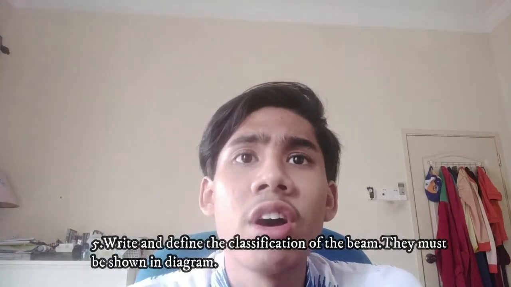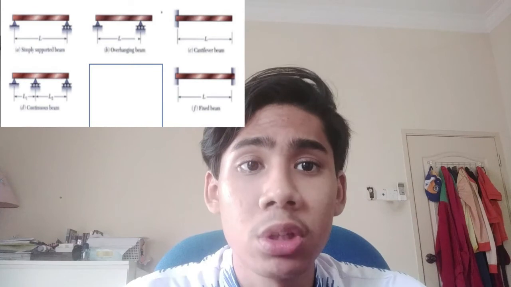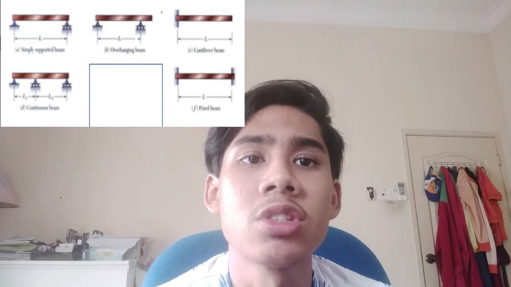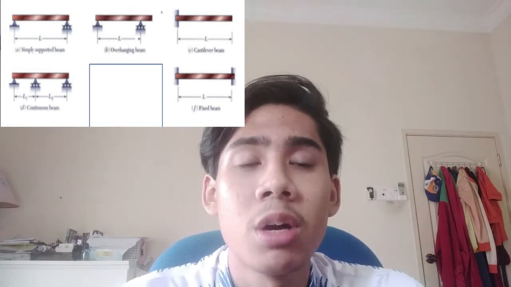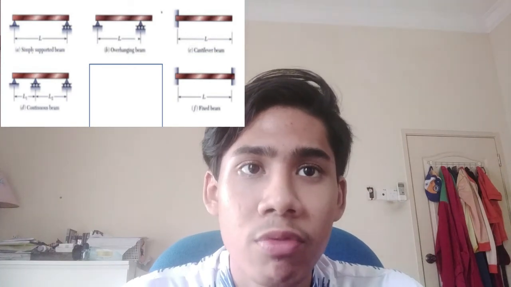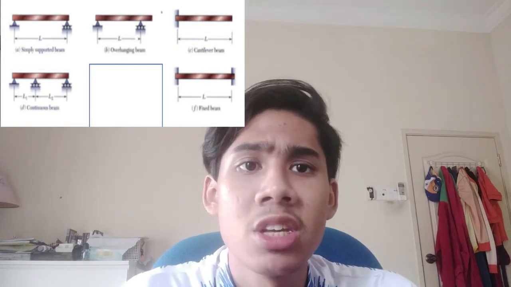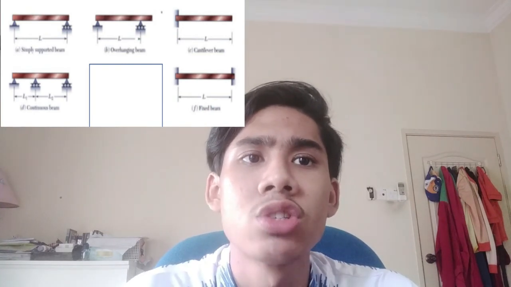So the last question is, write and define the classification of the beam. They must be shown in a correct diagram. So the first one is the simply supported beam, where a beam is supported on the ends, which are free to rotate and have no moment resistance. The second one is the overhanging beam, a simple beam extended beyond its support on one end. The third one is the cantilever beam, a projecting beam fixed only at one end. The fourth one is the continuous beam, a beam extending over more than 2 supports. And the last one is the fixed beam, a beam supported on both ends and restrained from rotation.